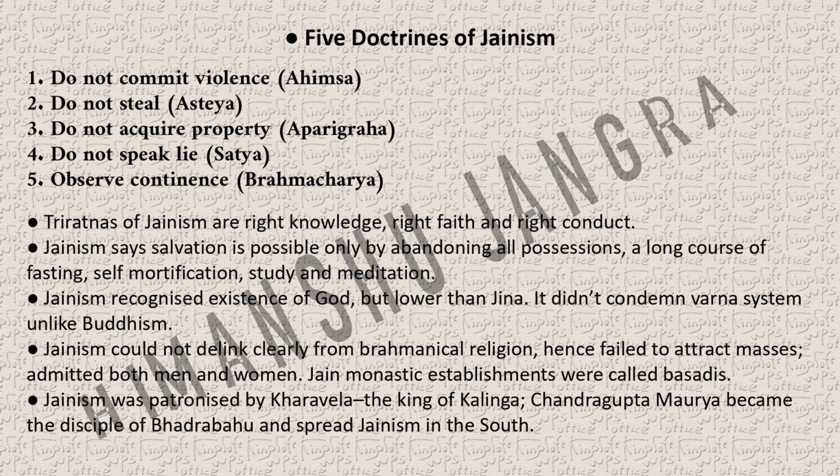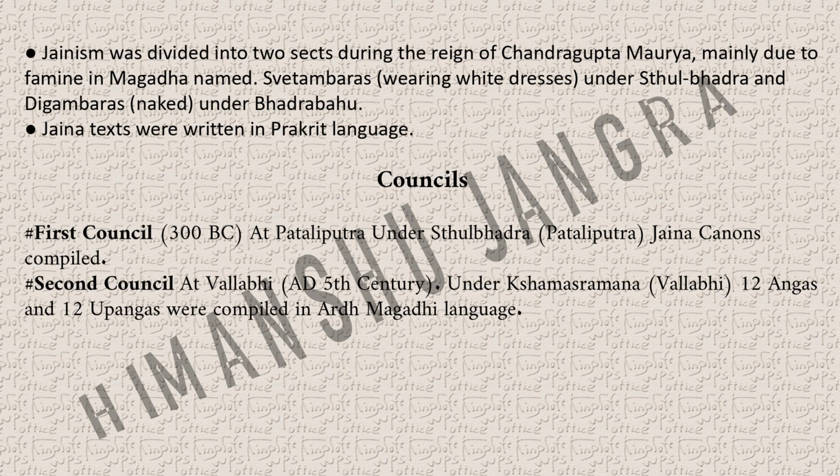Chandragupta Maurya became the disciple of Bhadrabahu and spread Jainism in the south. Jainism was divided into two sects during the reign of Chandragupta Maurya, mainly due to famine in Magadha: Svetambaras, wearing white dresses, under Sthulabhadra, and Digambaras, naked, under Bhadrabahu. Jaina texts were written in the Prakrit language.